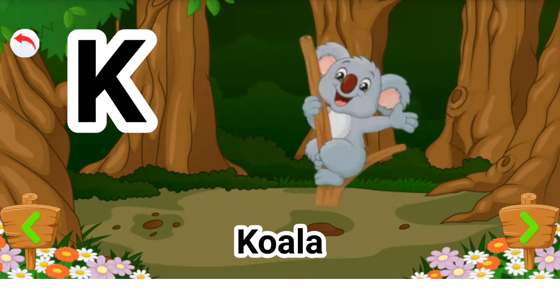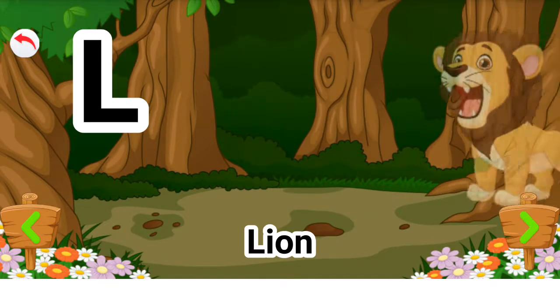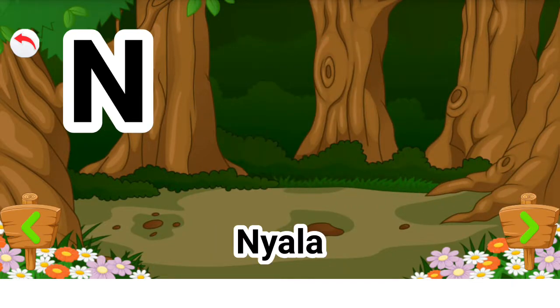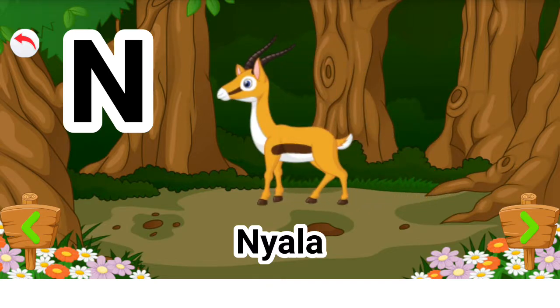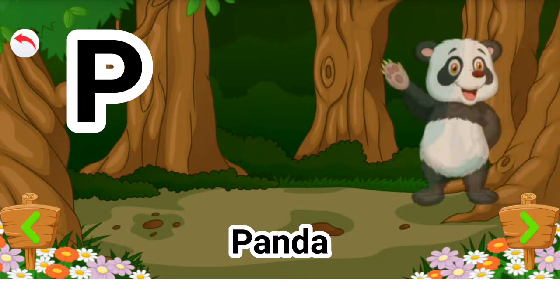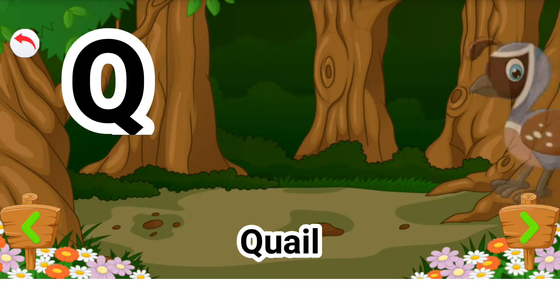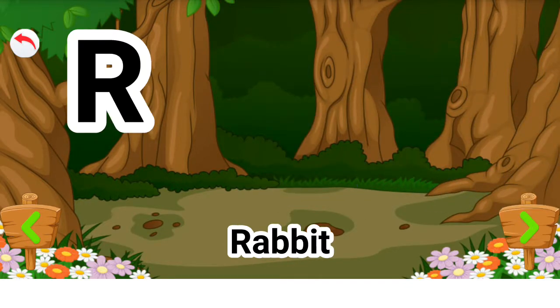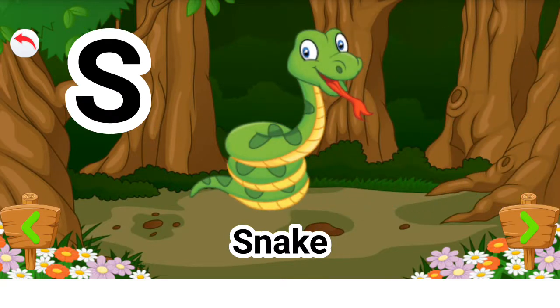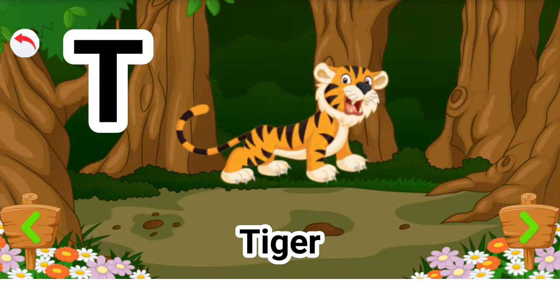K is for koala. L is for lion. M is for monkey. N is for nyala. O is for orca. P is for panda. Q is for quail. R is for rabbit. S is for snake. T is for tiger.